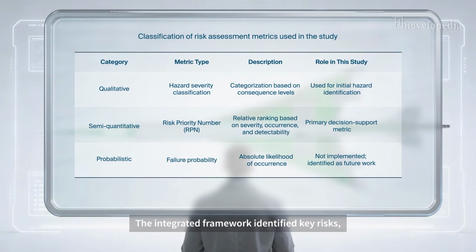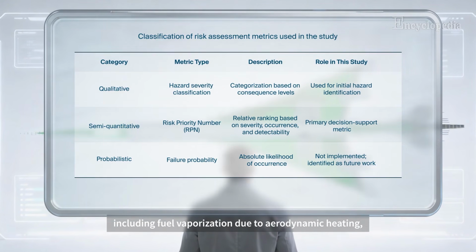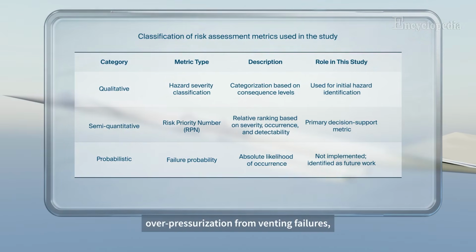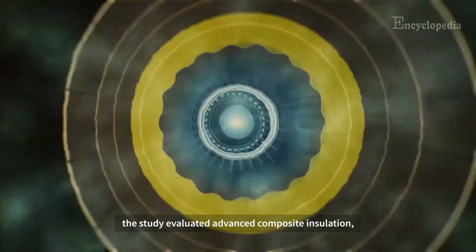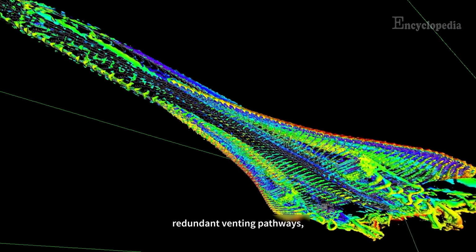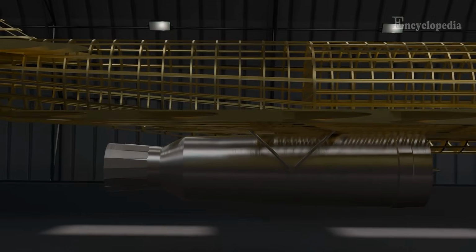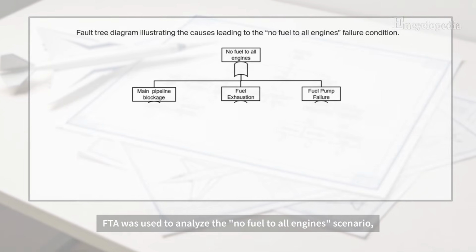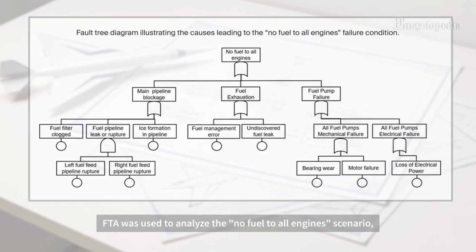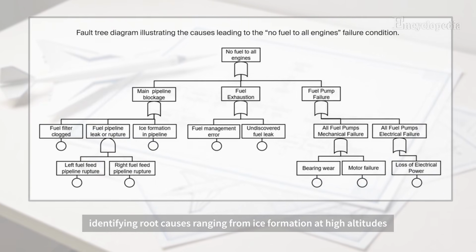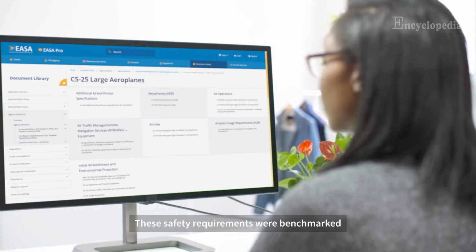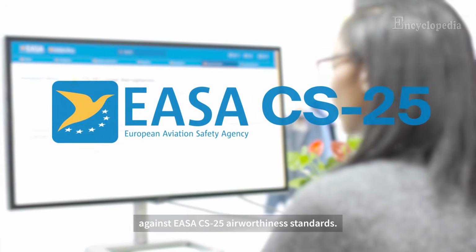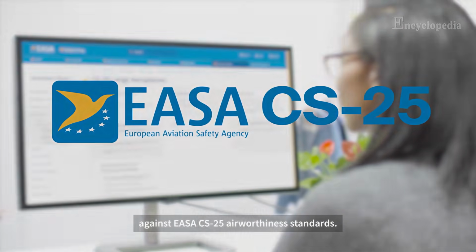The integrated framework identified key risks, including fuel vaporization due to aerodynamic heating, overpressurization from venting failures, and structural fatigue leading to leakage. To mitigate these risks, the study evaluated advanced composite insulation, redundant venting pathways, and reinforced sealing techniques. For example, FTA was used to analyze the no fuel-to-wall engine scenario, identifying root causes ranging from ice formation at high altitudes to electrical failures in the pump system. These safety requirements were benchmarked against EASA CS25 airworthiness standards.